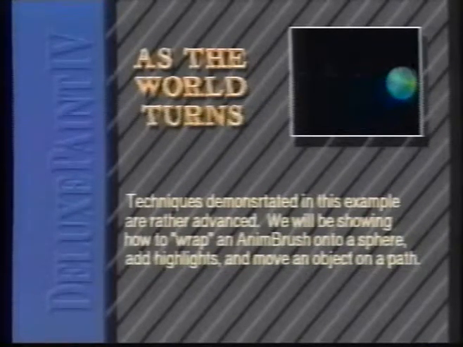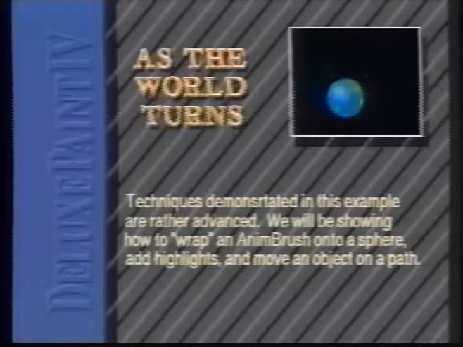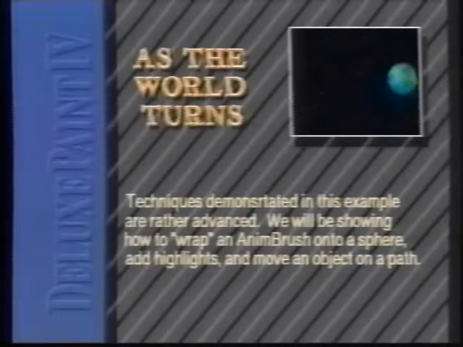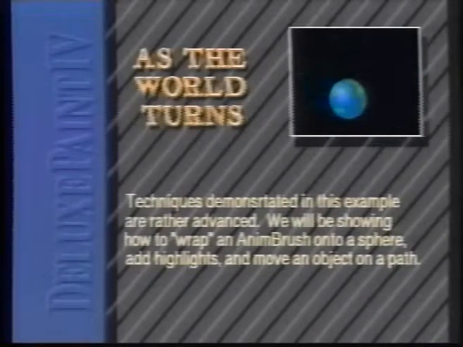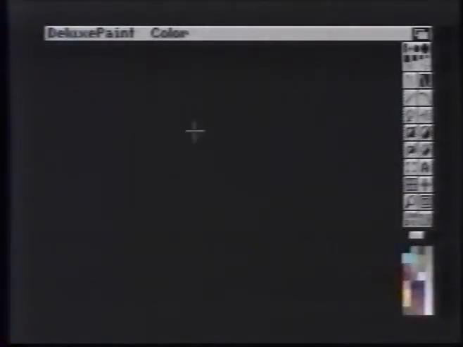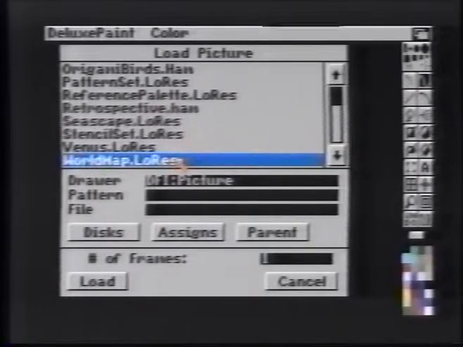The techniques demonstrated in this example are rather advanced. We will be showing how to wrap an anim brush onto a sphere, add highlights, and move an object on a path. We will be using low-resolution 32 color. First, load the image that came with Deluxe Paint called World Map.